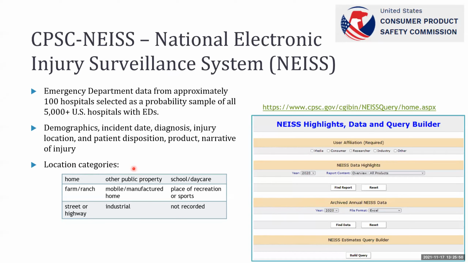Also, there is a location category, which can be very valuable to extract some farm and ranch related injuries from the system. When you click this link, you can go to the query page and filter the data for some years, and then you can download the data for your purposes.